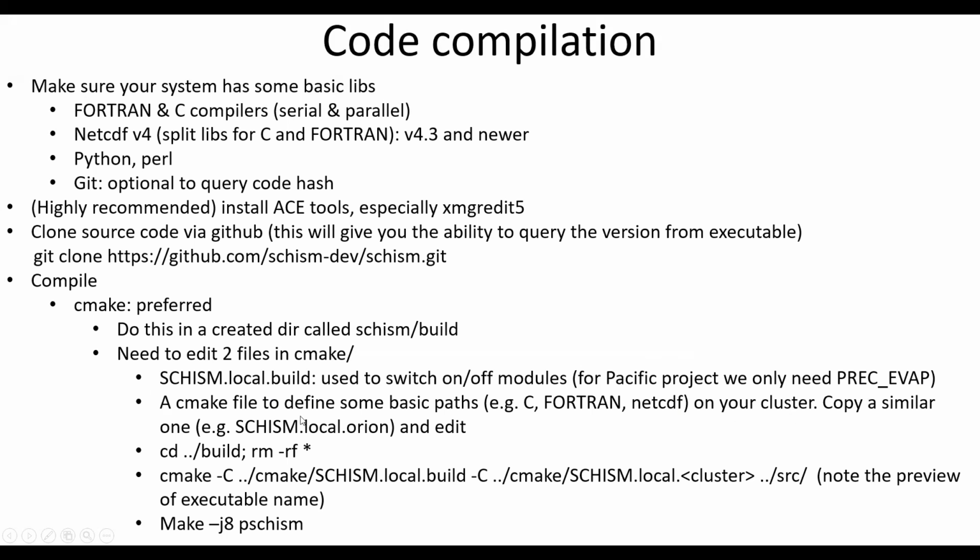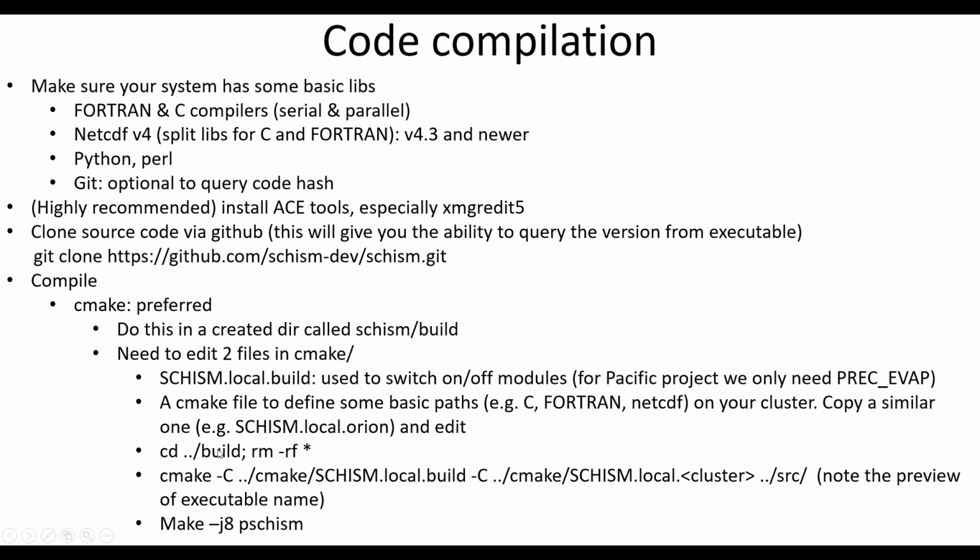So to prepare this file, you need to copy a similar setup, some template. You can find lots of templates in this CMake directory. So for example, we have a template for Orion. It's actually a working copy for Orion. So you can copy from that and make some modifications.